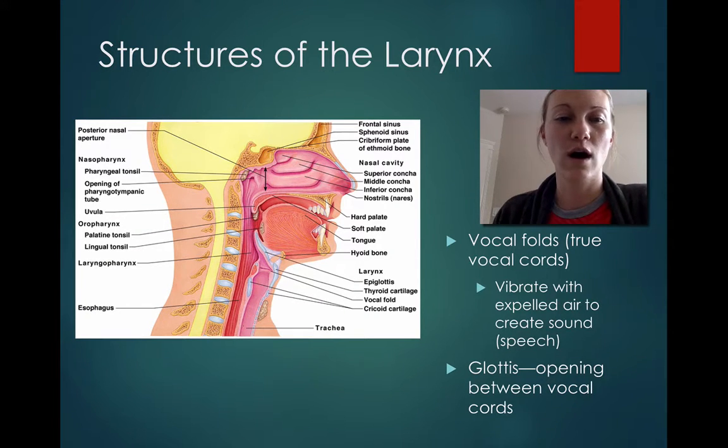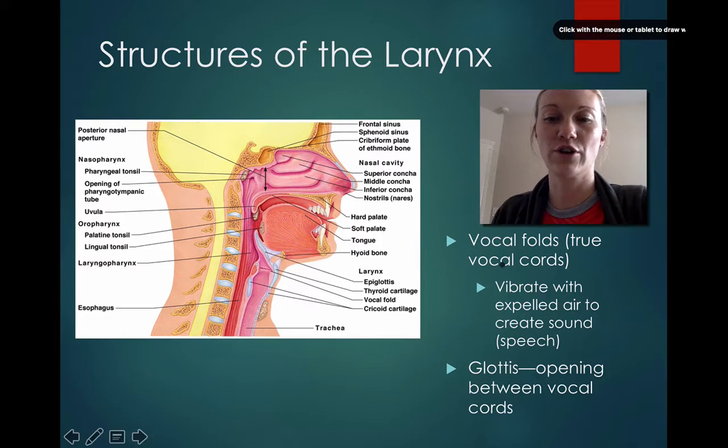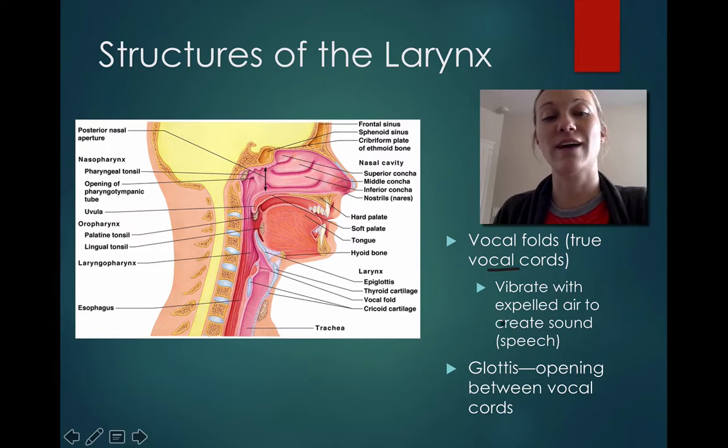Okay, so a little bit more about the structures here. You have your vocal cords, which are your true vocal cords. They vibrate with expelled air, which creates speech. And then the glottis is the opening between the vocal cords.